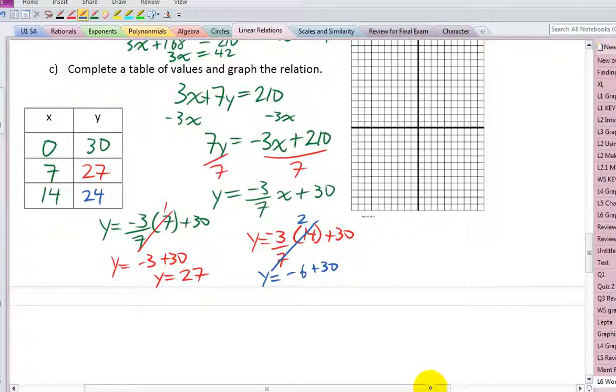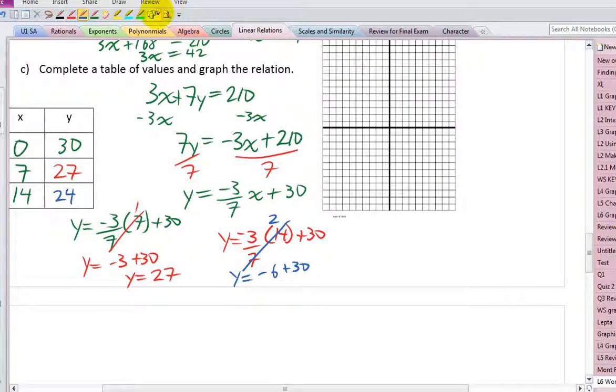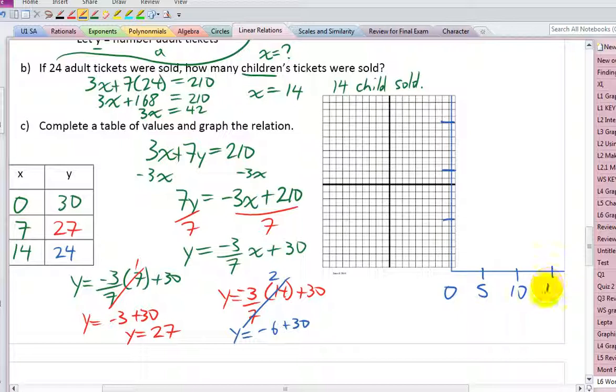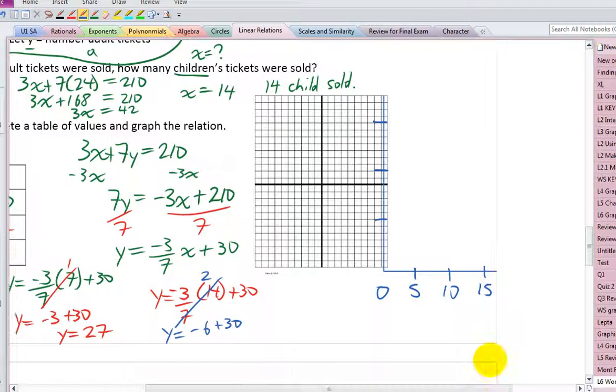we're going to have to do another graph by ourselves over here. And we're going to have to improvise. So x is 0, y is 30. Let's go 10, 20, 30. And here we gotta go 14. So let's go 5, 10, 15. Okay. And so 0, we get 30.